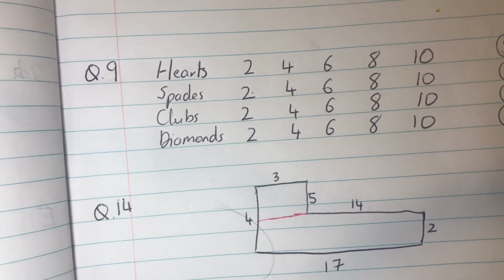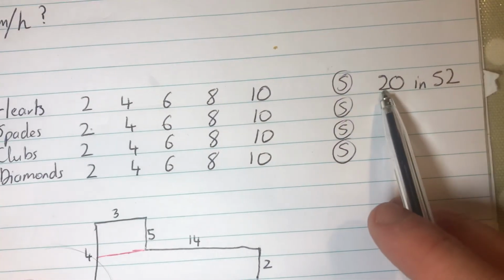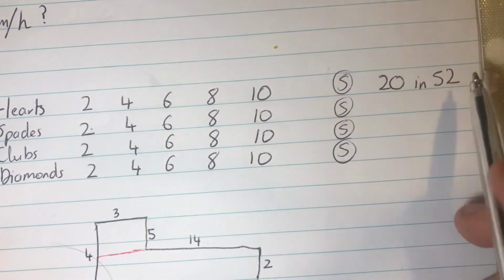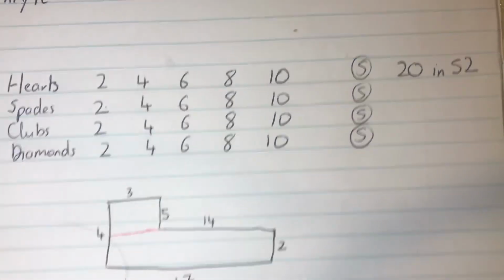But you can simplify that. Okay, 20 and 52. You can simplify that. Bring it down. What goes into both 20 and 52? I'll leave that up to yourselves.